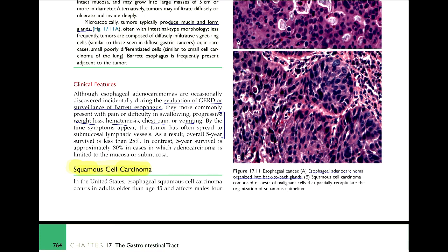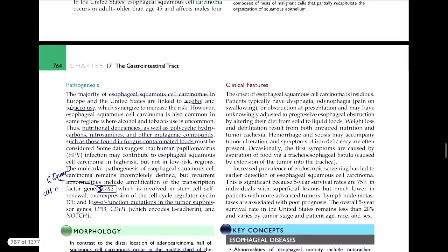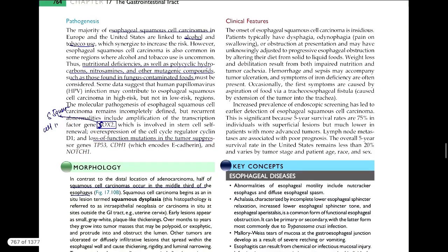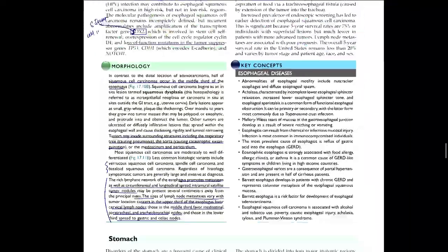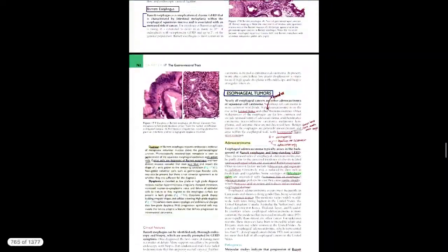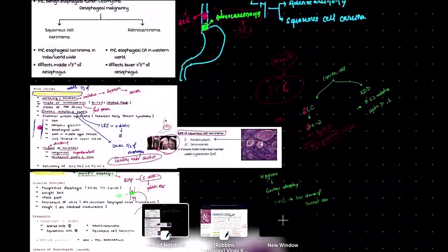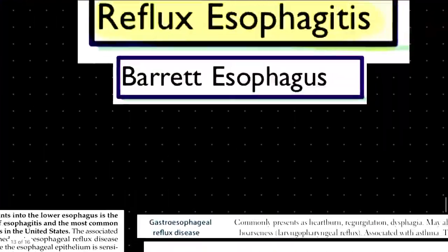Now this was all about adenocarcinoma. Here we talked about the SOX2 gene, which was amplified. Similarly, we talked about loss of function of tumor suppressor genes. So this was all about our esophageal tumor. So this much for the discussion.